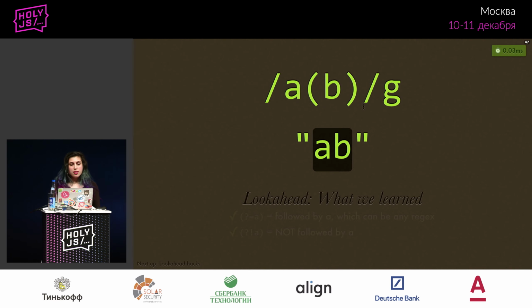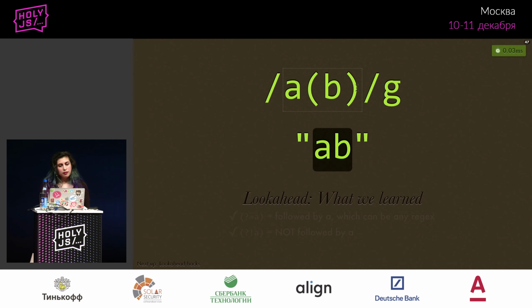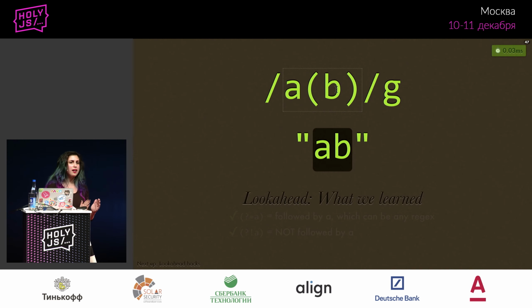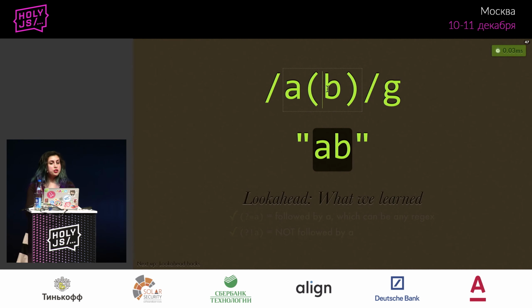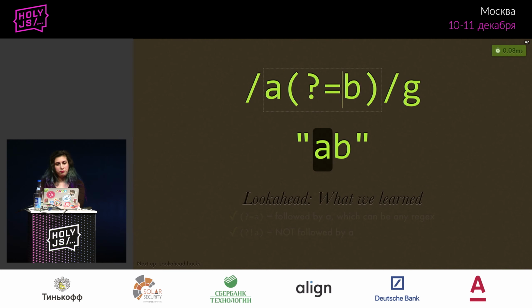Here, this matches AB, nothing surprising here, but what if you want to match only the A, but only when it's followed by a B? You only want to match the A, you don't want to match the whole thing. This is where zero-width assertions come in useful. This doesn't match anything, so the regular expression will only match the A.